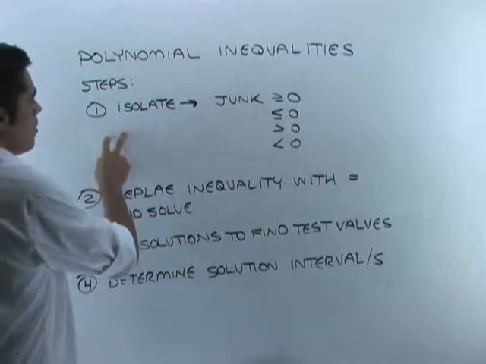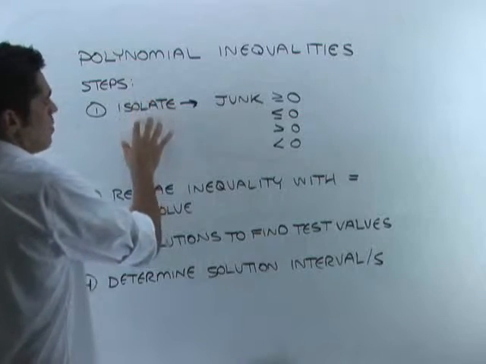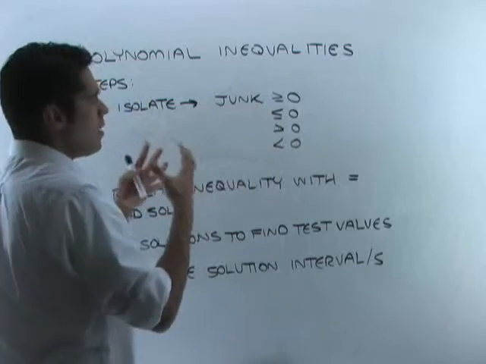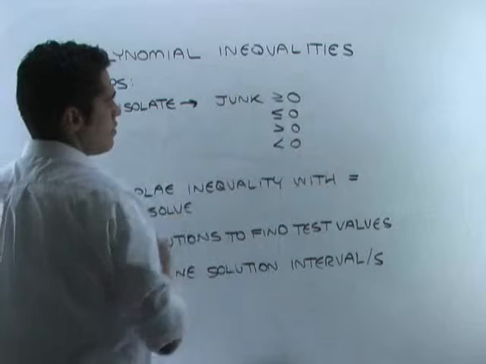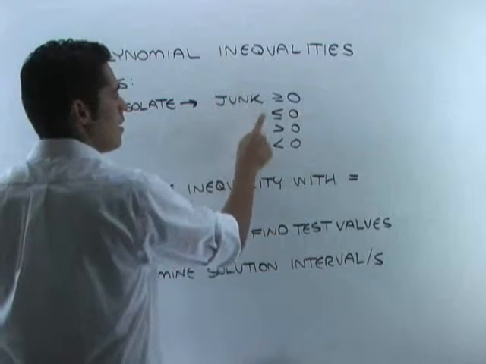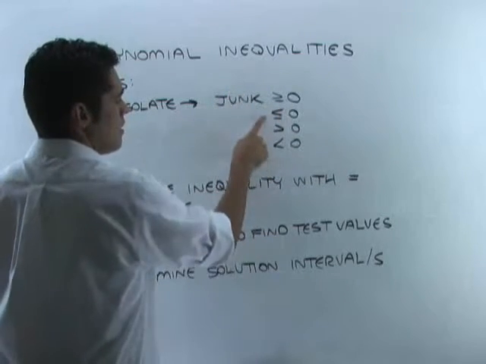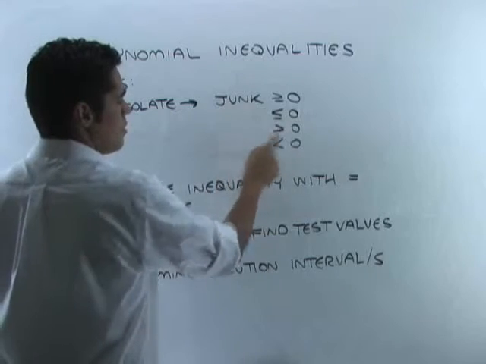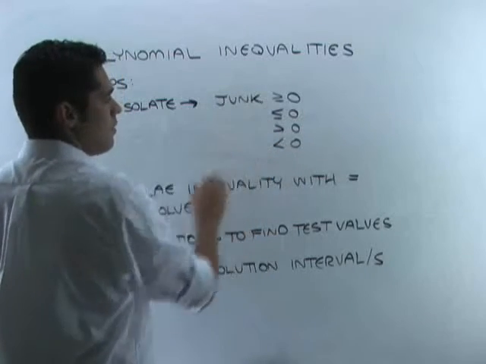The first thing that we want to do is isolate. That means we want to move everything to one side of the inequality and get 0 on the other side. So you'll move everything over and you'll have greater than or equal to 0, or less than or equal to 0, or greater than 0, or less than 0. One of these four cases.